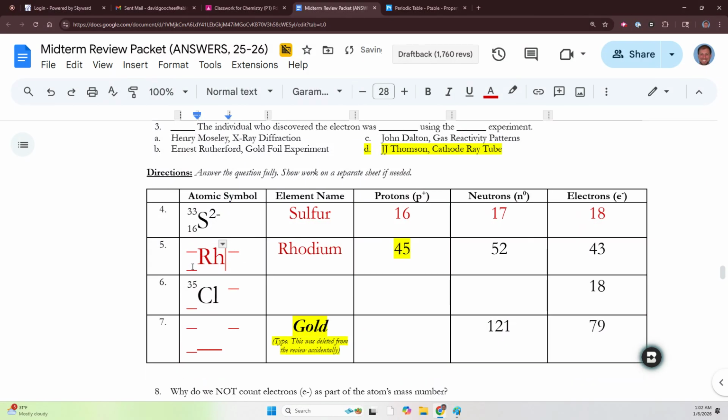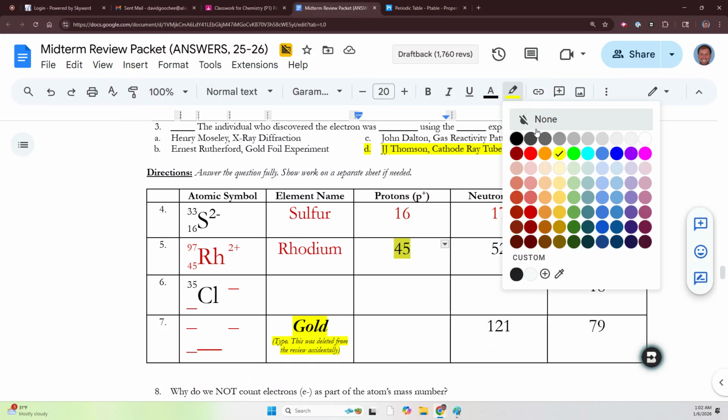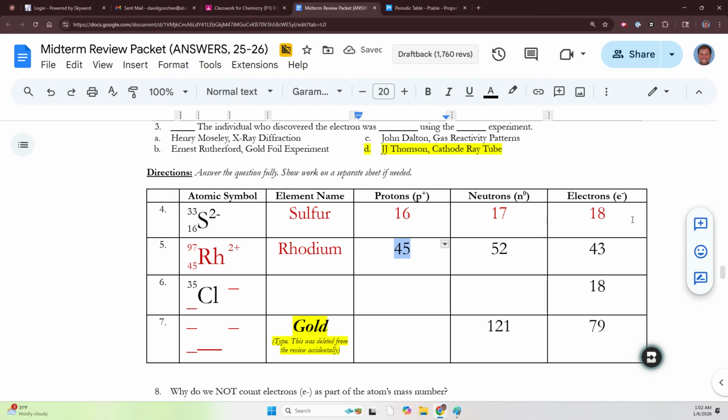It has 45 protons, so that is atomic number 45. It has 52 neutrons, so 45 protons and 52 neutrons, add them together, and we get a mass of 97. The charge: it has 43 electrons and 45 protons. That means 2 more protons than it does electrons, so it's going to have a positive 2 charge. All right, so these were 2 of the easier ones, going from symbol to charge, or symbol to subatomic particles, or going from subatomic particles to symbol.